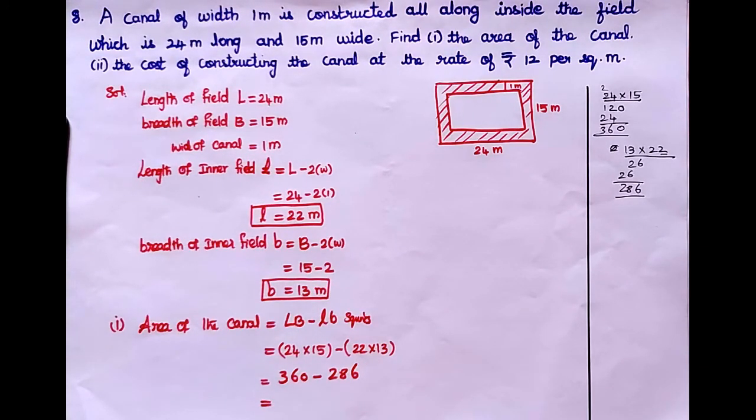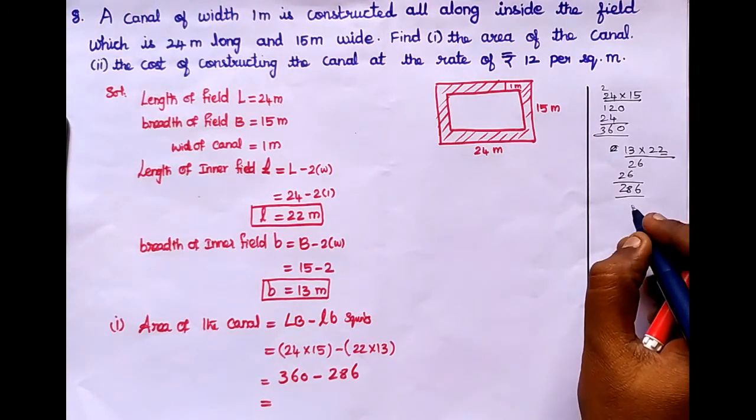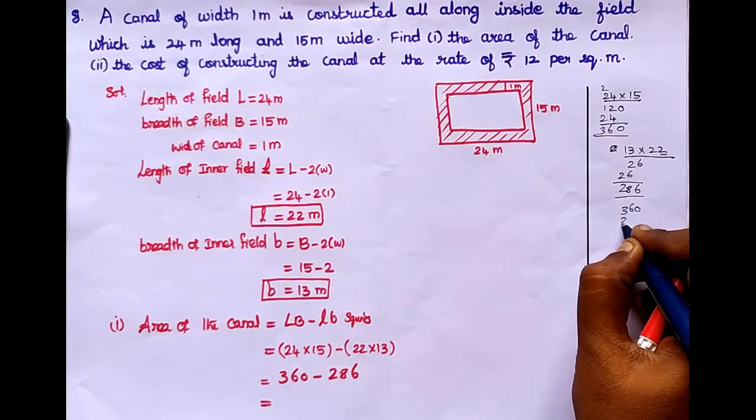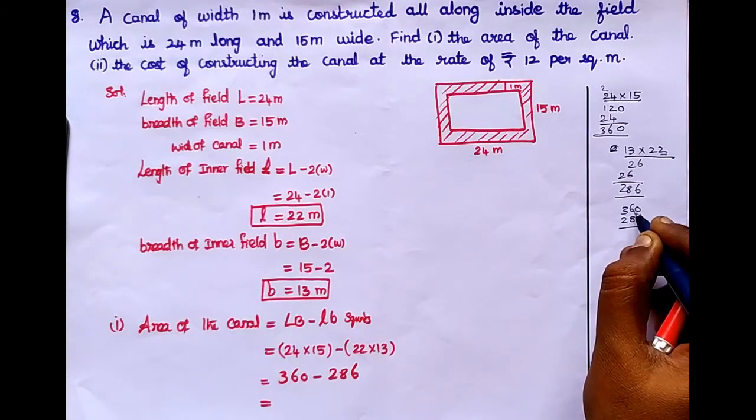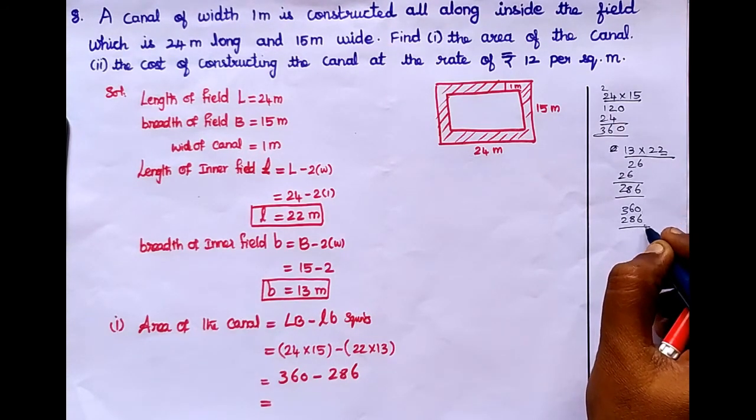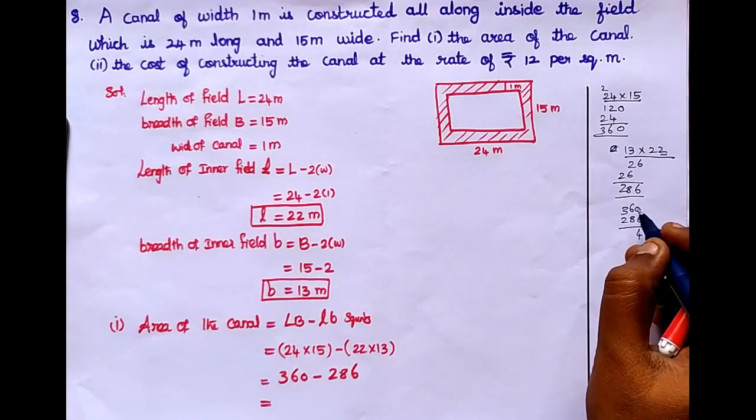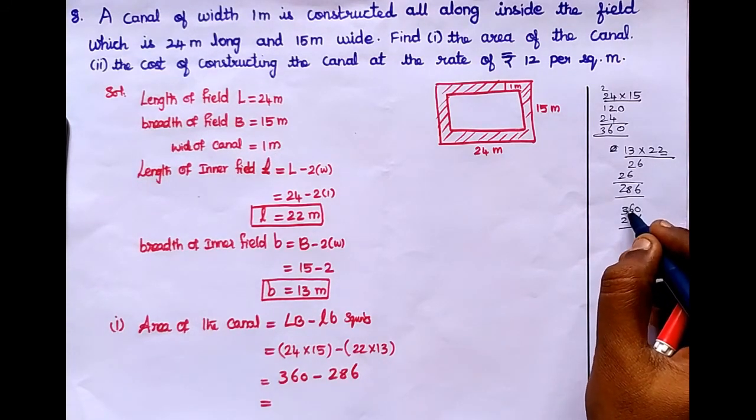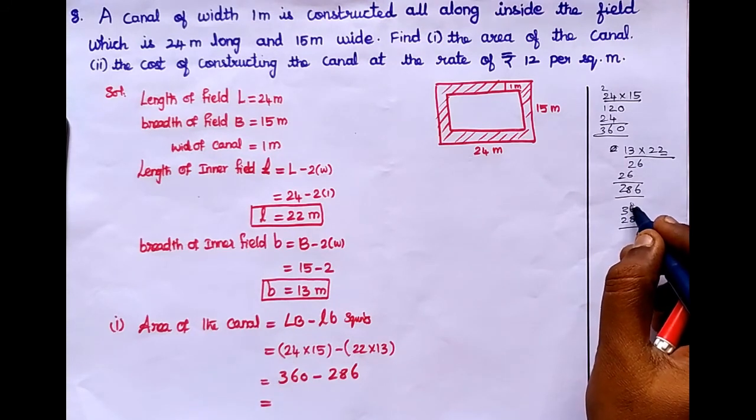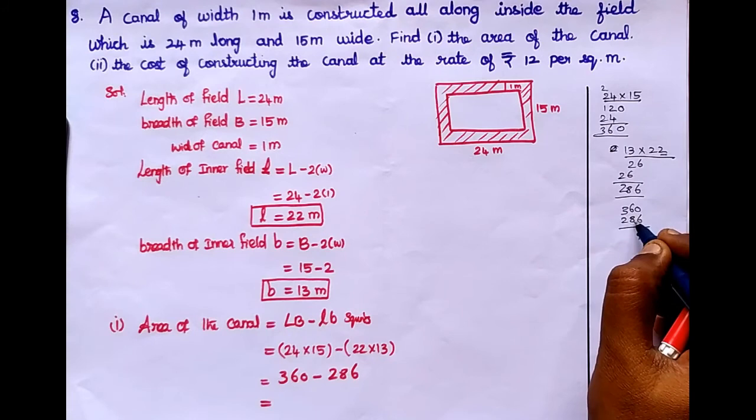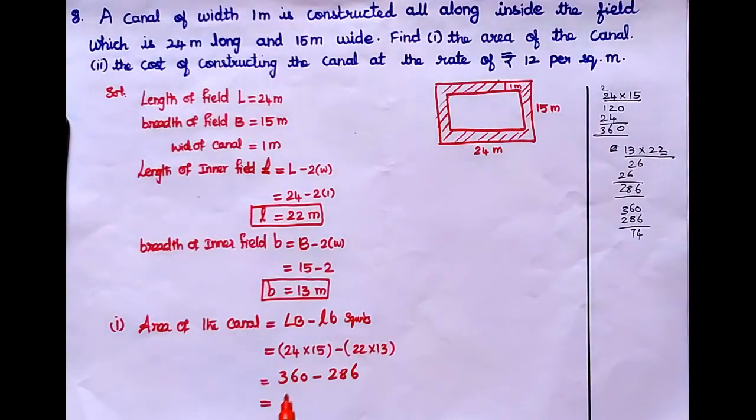That is 360 minus 286. 0 minus 6 is not possible, so borrow 1 from here, 10 minus 6 is 4. Here 15 after borrowing, 15 minus 8 is 7. So 74 meter square, that is the area of the canal.